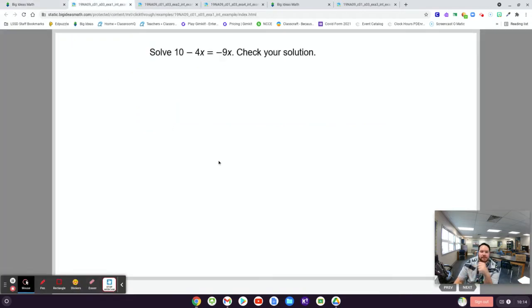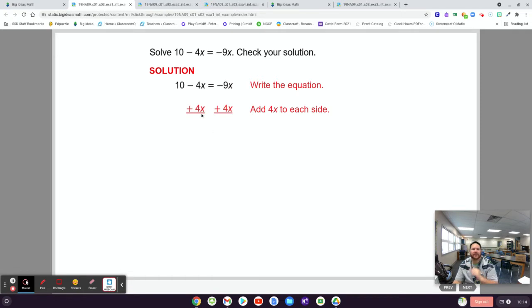All right, so the first one, we have x on both sides. So we have 10 minus 4x equals negative 9x. What's a good first step if you want to move the x so that it's all on the right-hand side of the equal sign? Yeah, so what I would do, well, first rewrite the equation, add 4x to each side, and then you're just left with 10 on the left. The 4x here is gone. Negative 9x plus 4x is negative 5x.